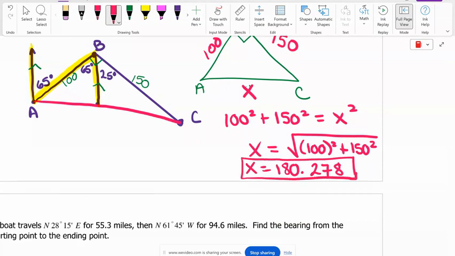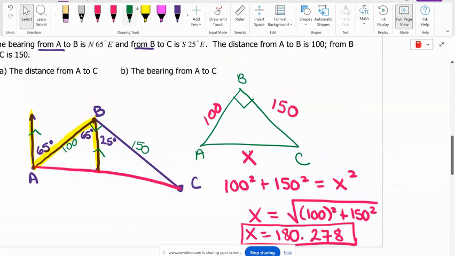We're not done. That was just part A. So now what we want to do is find the bearing from A to C. I think the bearing's already there. Do you guys agree? From A to C, we have to use the north-south line, right? So it looks like it's this whole angle right here.